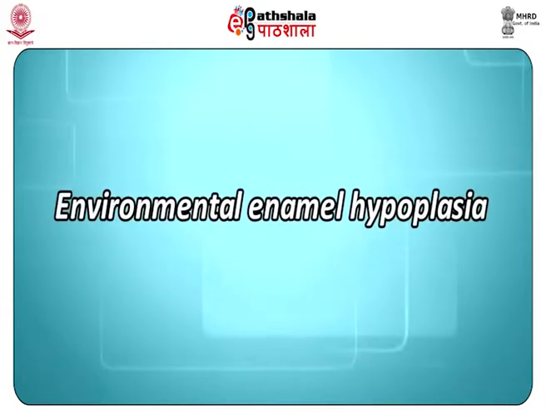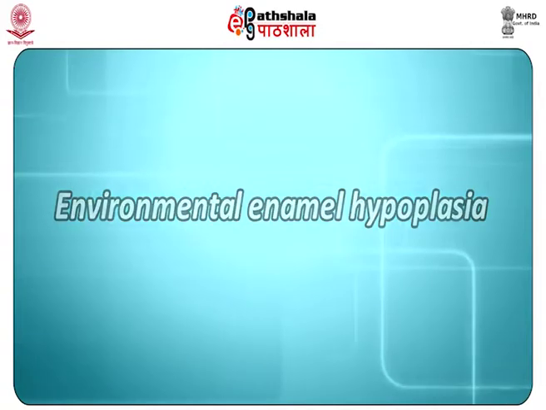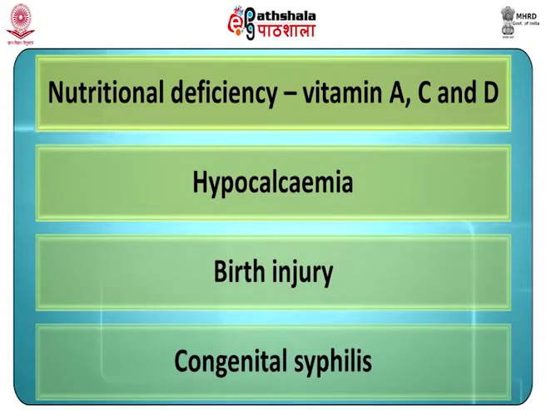The second type of anomaly is environmental enamel hypoplasia. It is defective formation of the organic enamel matrix of the teeth. There are many environmental factors which are responsible for causing enamel hypoplasia, which include nutritional deficiency of vitamin A, C and D, hypocalcemia, birth injuries and congenital syphilis.